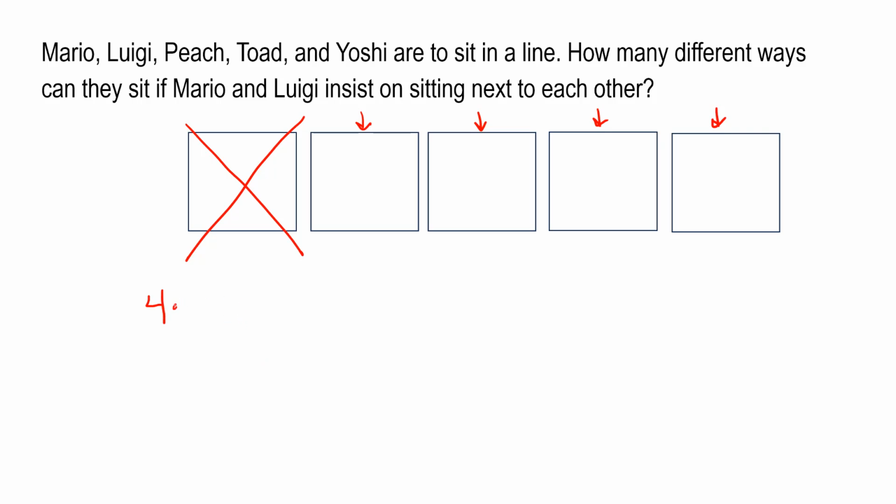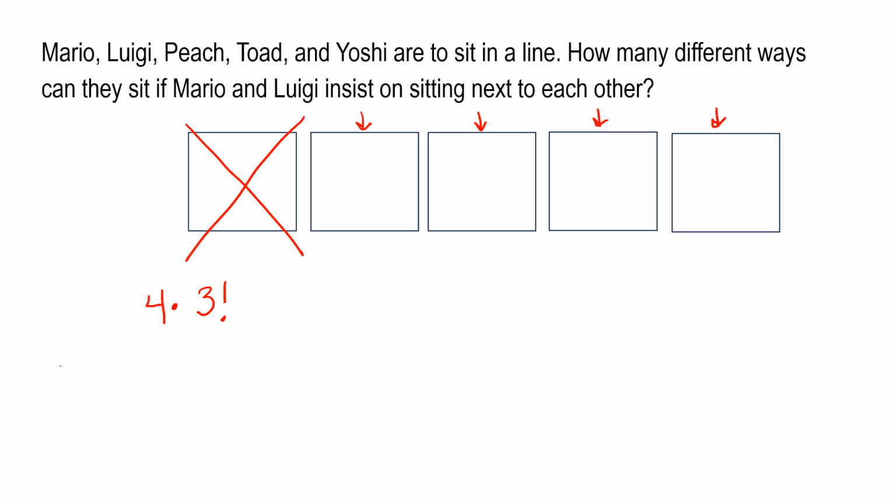All right, so we're going to multiply that by the way we can arrange the other 3 people, Peach, Toad, and Yoshi. And that's just 3 factorial. They could sit in any of the other 3 boxes. Remember, they are individuals. We can't repeat them. So for the other 3 chairs, there are 3 choices for the first chair, 2 choices for the next chair, and 1 choice for the next chair. So 4 times 3 factorial would be the way to seat everybody if Mario sits on Luigi's left, let's say.